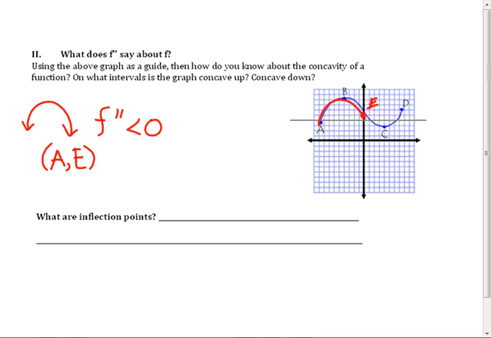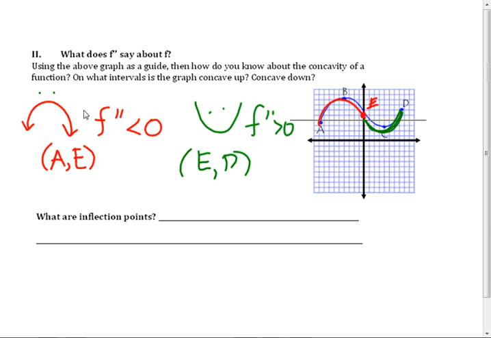Then what about over here? This is concave up, right? And what's true from E to D? What's true about the second derivative here? It's positive. That's right. I remember it as: if you're positive, you're concave up. If you're negative, you're down. Never mind. If you go back and analyze what's happening to the first derivative, you can see why the second derivative is positive.